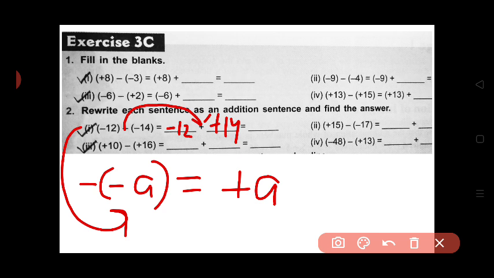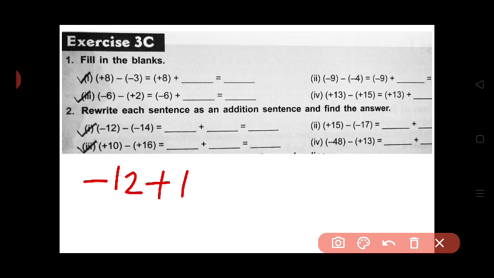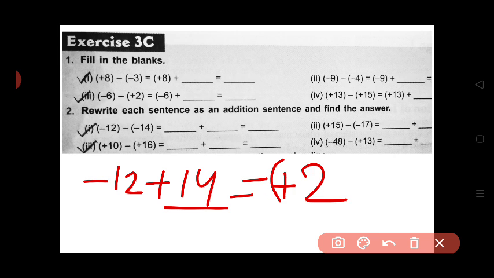Okay, so now if you see here, it is minus 12 plus 14. That means one is positive and one is negative. Find out the difference, which is 2. Now 14 is the greater one, so that means it is plus 2.